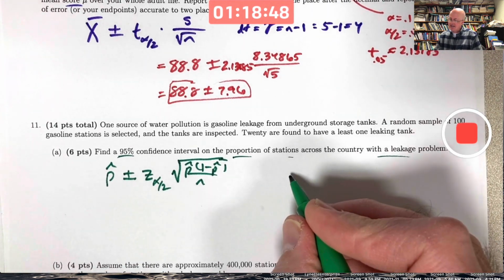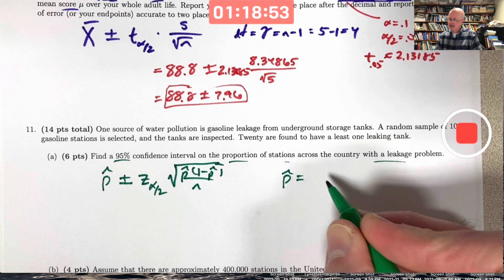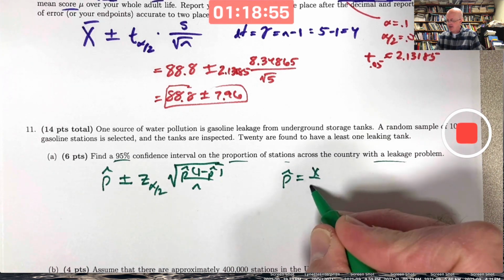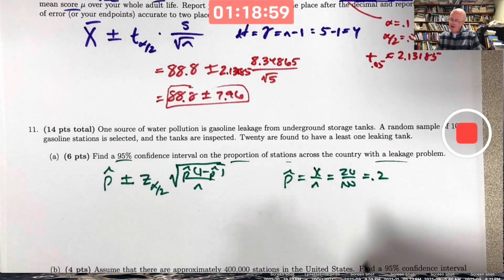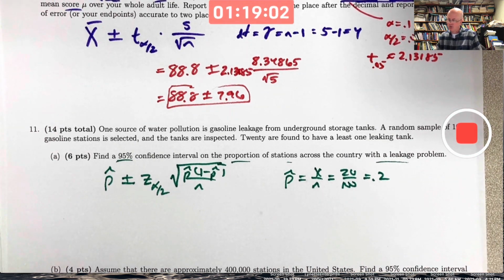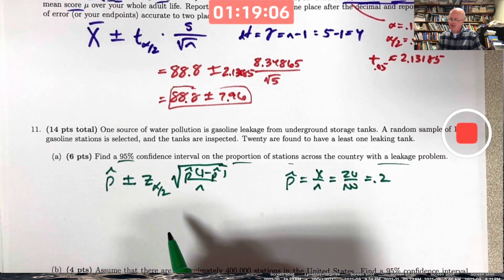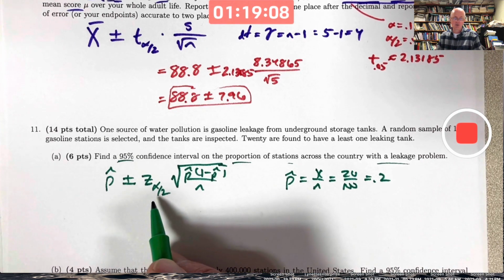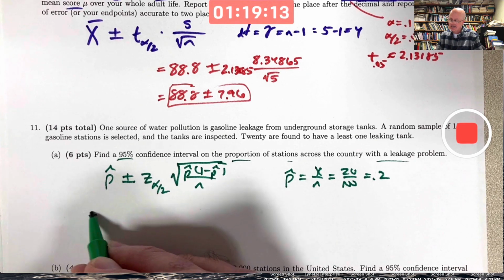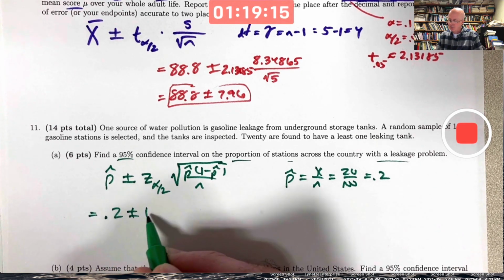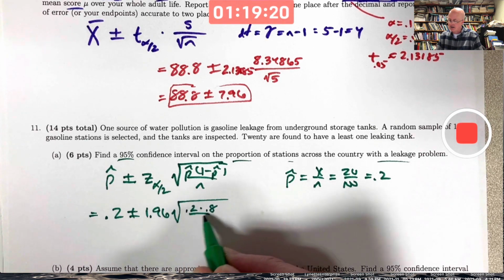Where p hat is the sample proportion based on your random sample of gas stations, in this case found to have a leak, sometimes written as x over n. 20 over 100 here, that's 0.2. That's your point estimate for p, the true population proportion. We want an interval estimate. With 95% confidence, alpha is 0.05, alpha over 2 is 0.025, and this number is going to be your favorite 1.96. So this is going to be 0.2 plus or minus 1.96 times the square root of 0.2 times 0.8 divided by 100.